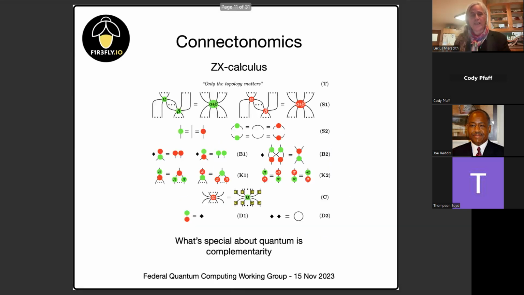Now, when we go to the ZX calculus, here's the ZX calculus on a single page. There are variants of the ZX calculus. I don't expect you to grok this page all at once; we'll dive into it. Ross Duncan and Bob Coecke asked the question, what's special about quantum? Lots of people have provided different answers. A lot of people say what's special about quantum is this idea of superposition. It turns out that that's not true.